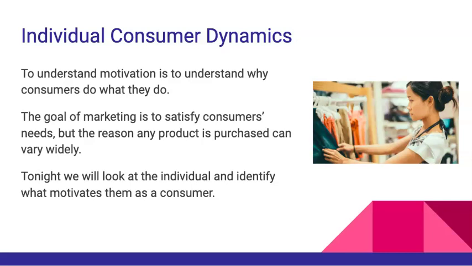But it's really interesting that the reason a consumer purchases a product can vary widely. 2 consumers can buy the same turtleneck sweater, but one of them bought it because they really liked the styling, and the other bought one because she works in a workplace where it's always very cold, and she wanted it for warmth. So tonight we'll look at the individual and their identity and what motivates them as a consumer. So we'll look at some theories. We'll definitely try to give relevant examples to make those theories a little bit more concrete.